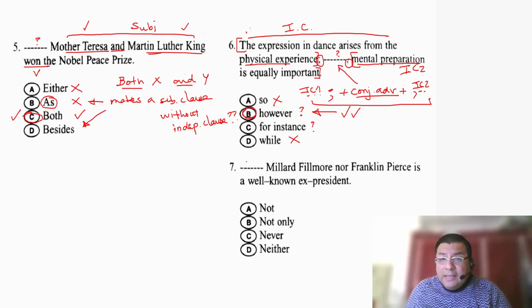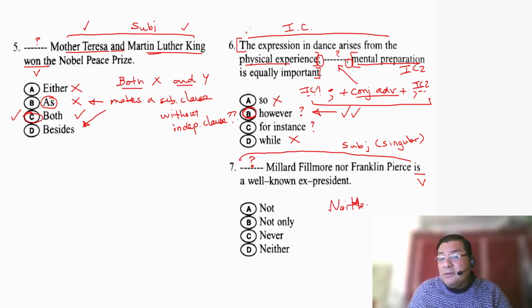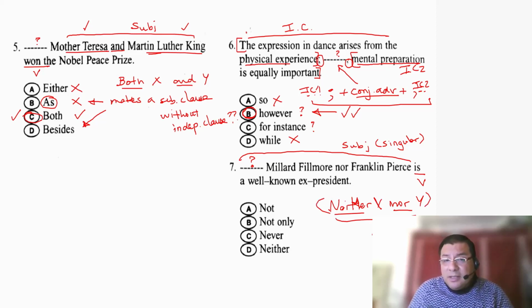Number 7, we have blank, then Millard Fillmore nor Franklin Pierce is a well-known ex-president. Noticing that the conjugated verb in this clause is singular, and we have Millard Fillmore nor Franklin Pierce, there's only one chance that this could be a singular subject by means of using a correlative conjunction, neither nor, neither X nor Y. This kind of structure is singular if you attribute some action verb to this subject. So we need neither as the correct answer choice. You cannot pair other expressions such as not only, never. If you use nor, at the beginning you should use neither.